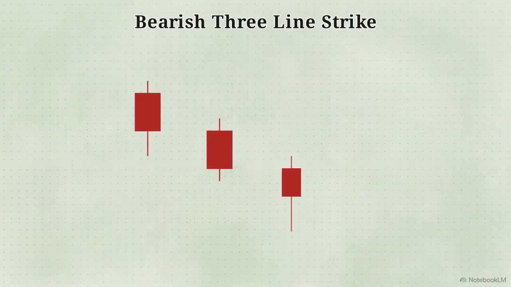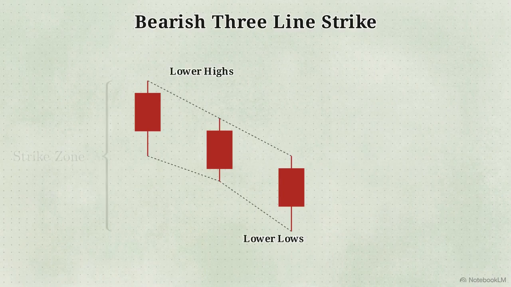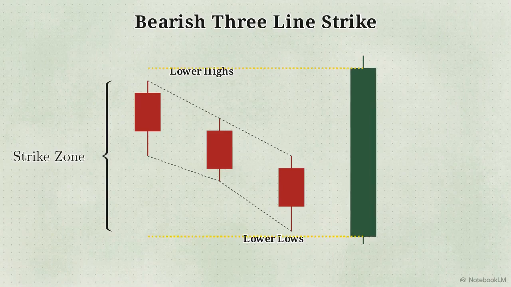3 consecutive red candles step downward, creating lower highs and lower lows. Then a massive 4th green candle erupts. It opens at the bottom and surges up to swallow the previous 3 red candles entirely.